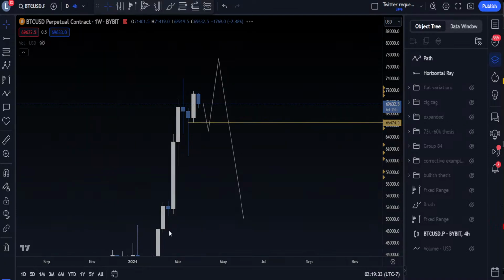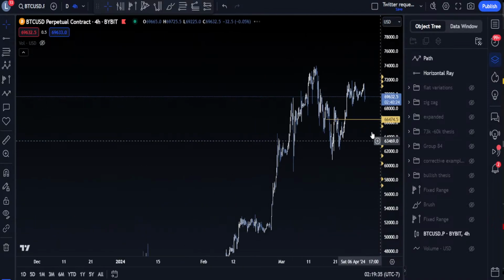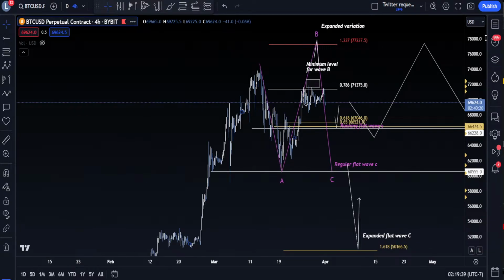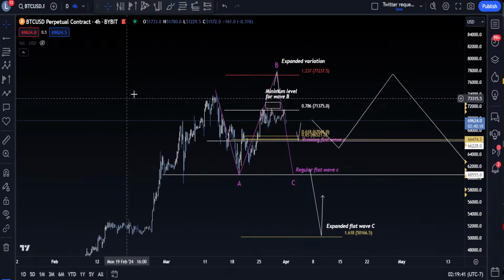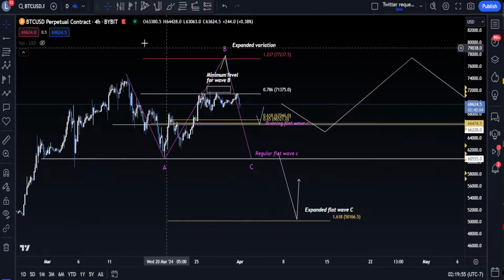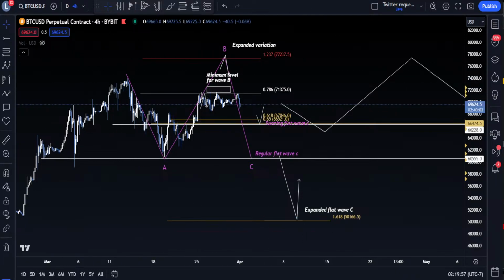So I'll make that case, and I'll kind of explain how I would trade around it personally. So what we're going to be looking at is this idea of a flat forming here as a correction. And this idea has been something I've been looking at for a little while. In fact, it's something that I've considered since here on the chart as a possibility. And so we're going to look at why this is such a compelling idea.